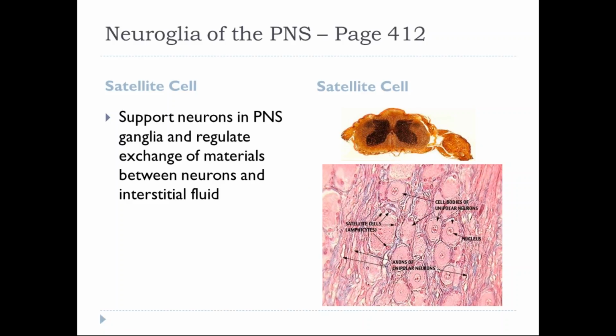Okay. And those are in the ganglia. Now, it's not just dorsal root ganglia that we have. Those are the ones you learned about. But I think we've mentioned before, in your autonomic nervous system, you also have ganglia. So you're going to have lots of satellite cells in those ganglia. Does anybody remember what a ganglia is?